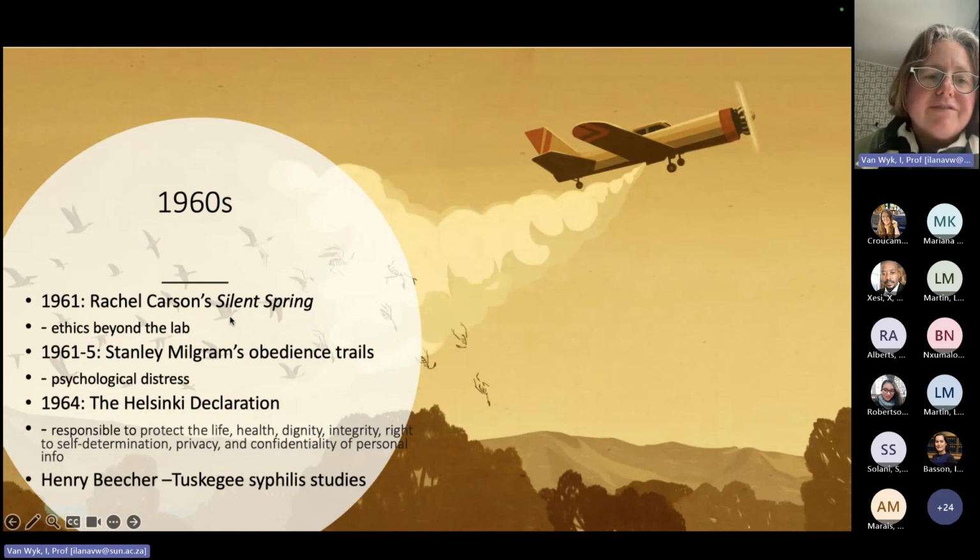1960s, we very famously had Rachel Carson's Silent Spring. And what she did in this book was to expand the ethics beyond the lab. And she said, beyond the lab, beyond our research on, in her case, DDT, we also have a responsibility to nature and to the longer life of that which we develop.